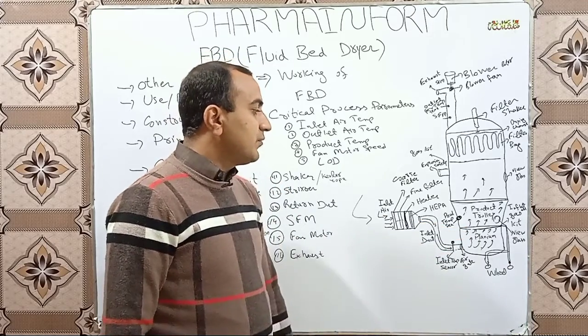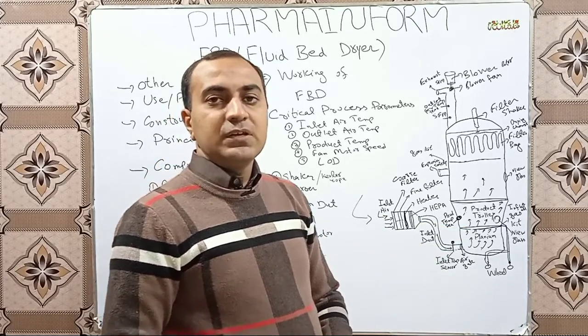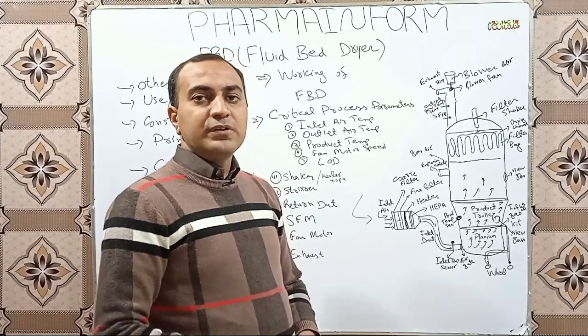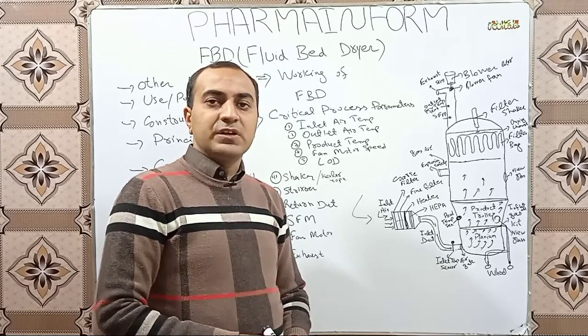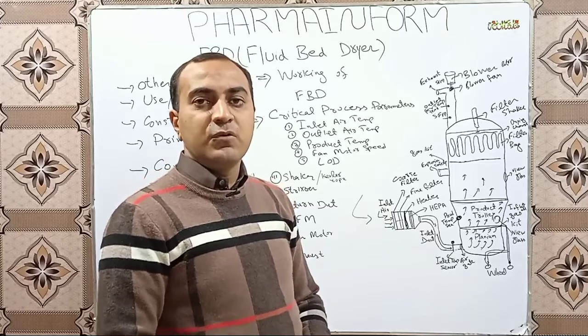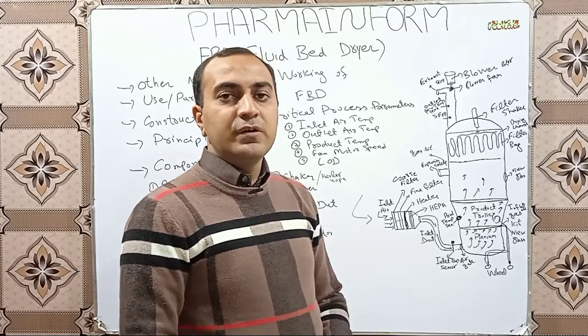What is the size of the Dutch oven screen? Basically, it depends upon the dryer models. Usually the sieves or screens used in the product trolley are of 100 to 200 microns.